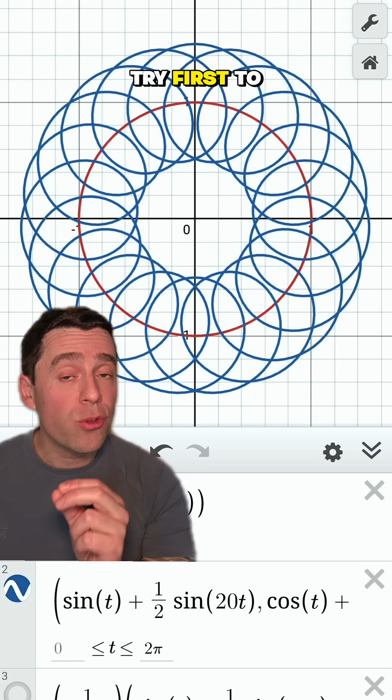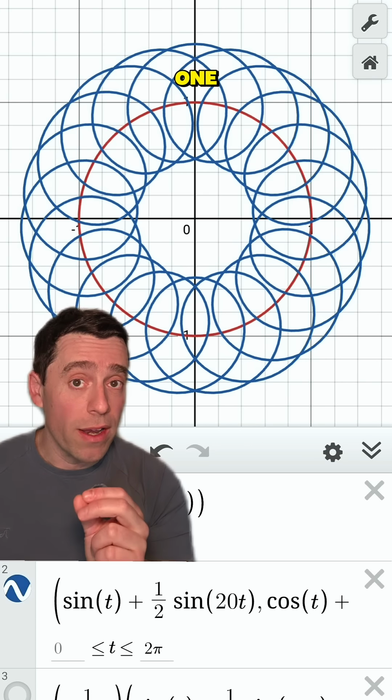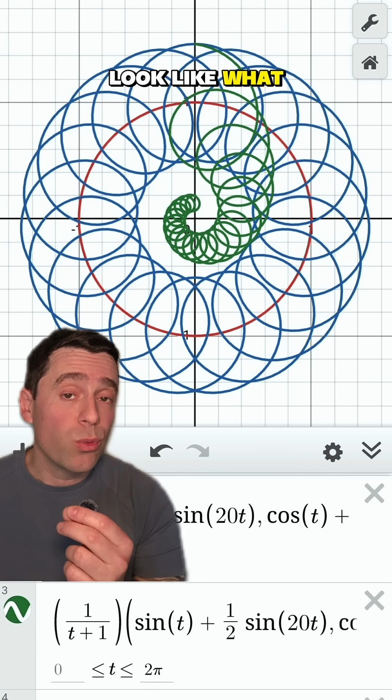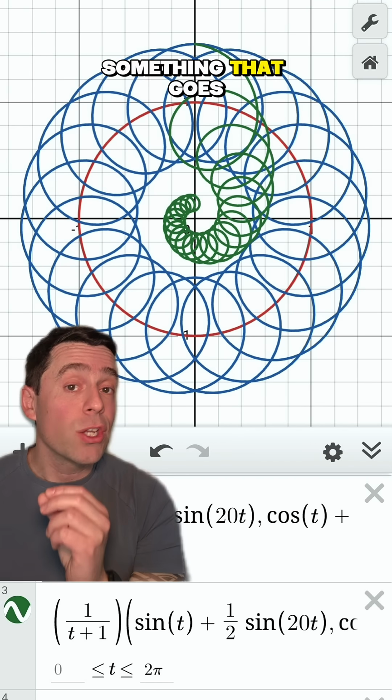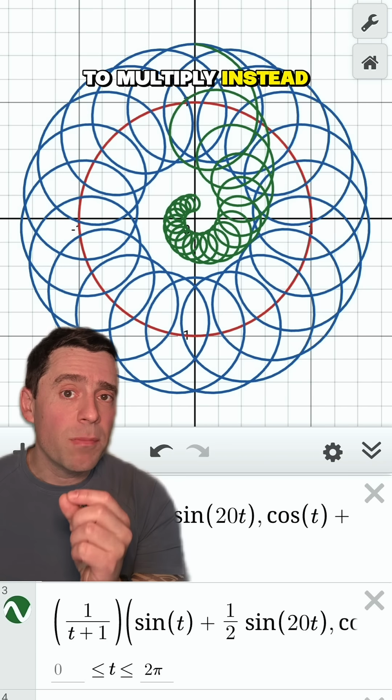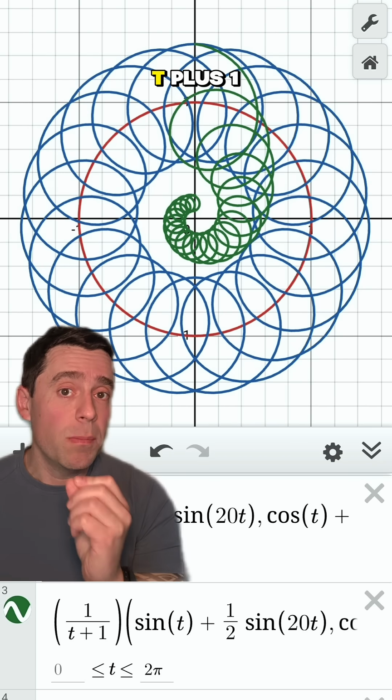I'm going to try first to multiply by 1 over t plus 1. But then the radius decreases too fast and it doesn't look like what we want. So I want to multiply by something that goes to 0 but slower than this. So I'm going to multiply instead by 1 over log of t plus 1 plus 1. And this one sort of looks right, but it goes to 0 very slowly.